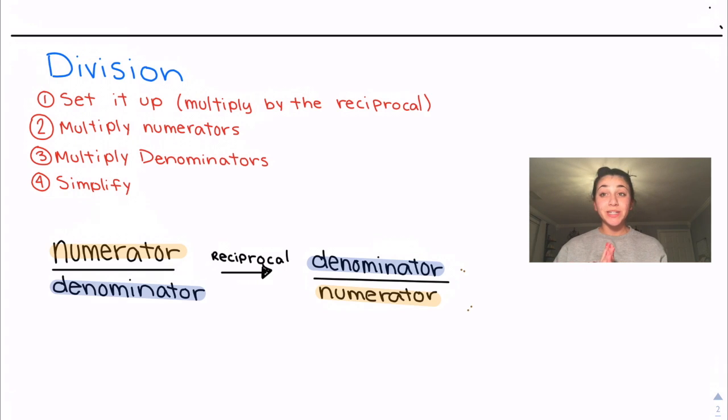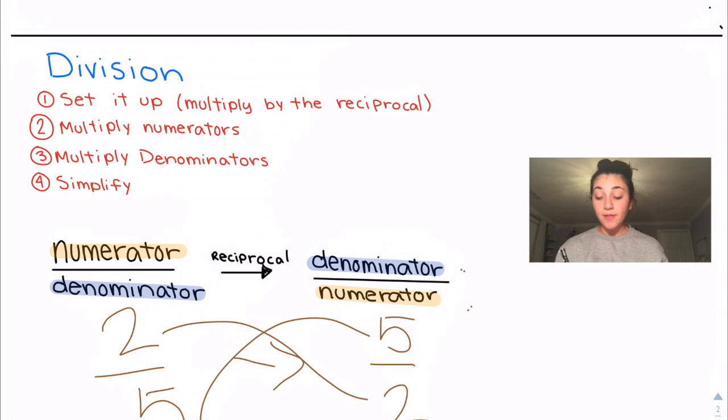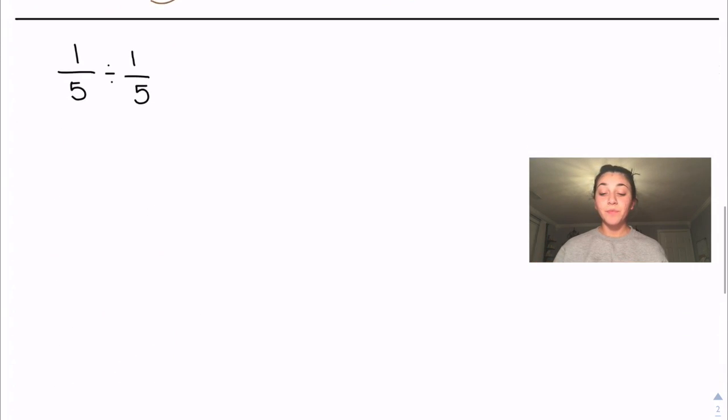So now we're going to talk a little bit about division. The only difference between multiplication and division is when you're dividing a fraction, you multiply the first fraction by the reciprocal of the second fraction. So if I have the fraction 2/5, the reciprocal of 2/5 would be 5/2, which is also an improper fraction. So the denominator goes to the top and the numerator goes to the bottom.